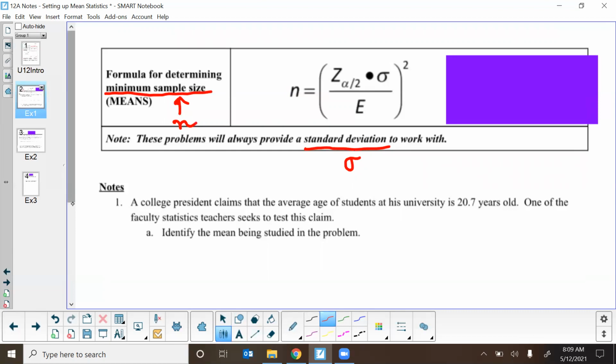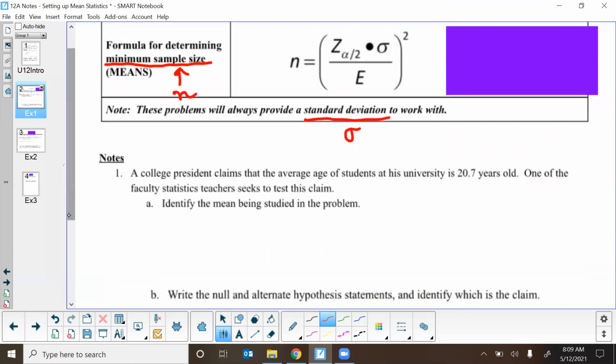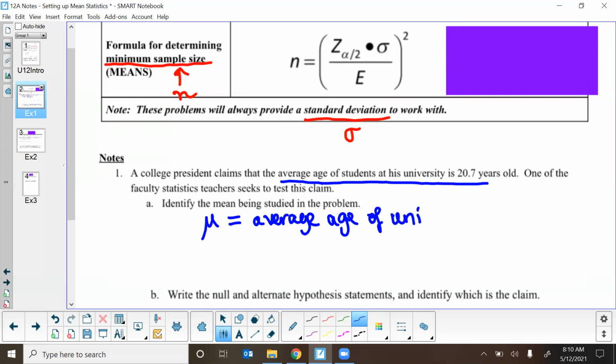Okay, so just like Unit 11, we're starting with identifying what is being studied. But remember, proportion used to always be between 0 and 1. A mean can be any number. It does not have to be between 0 and 1. So the mean being studied in this problem, remember this is now the symbol for the mean of a whole population, where it says a college president claims the average age of students at his university is 20.7 years old. So we'll say the average age of university students.